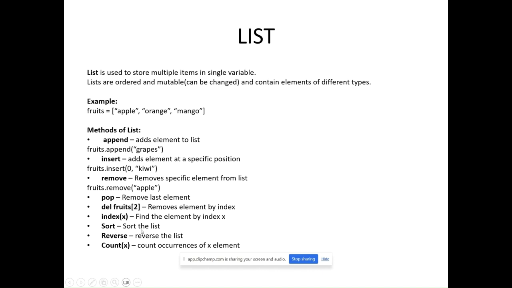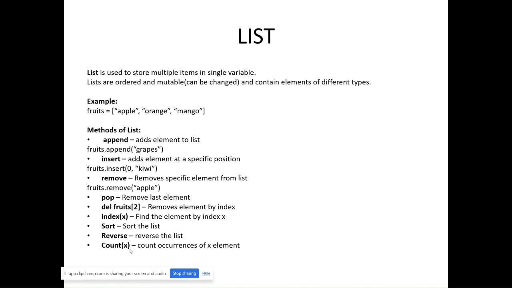Sort method is used to sort the list, reverse method is used to reverse the list, and count method is used to count the number of occurrences of a particular element. As I mentioned, right, list allows duplicates. So you can add the same element multiple times, and if you want to know how many times that particular element is repeated in this list, you can use the count method and provide the list item in the parameter, and it will return the count of how many times the particular element is repeated in the list.